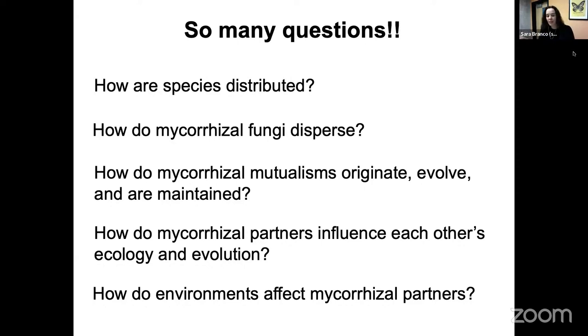And how do environments affect mycorrhizal partners? If you have a shift in the environment, is it going to affect the plant and the fungus the same way or not? And if it doesn't, how does that work? And are there ways to predict how the ecology and evolution of these partners is going to be?